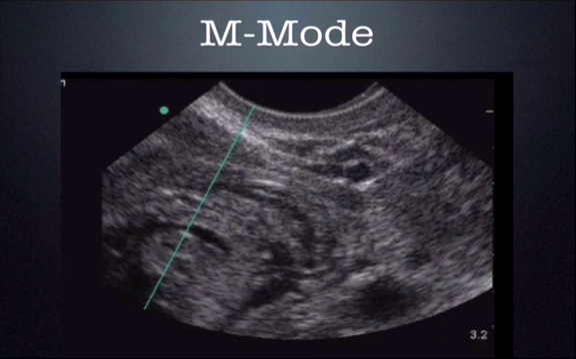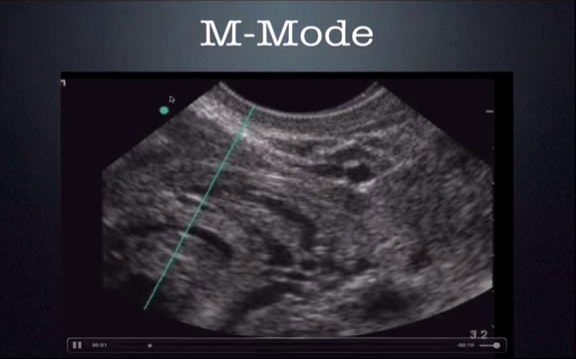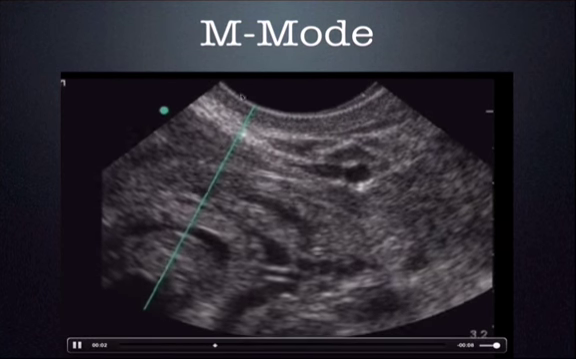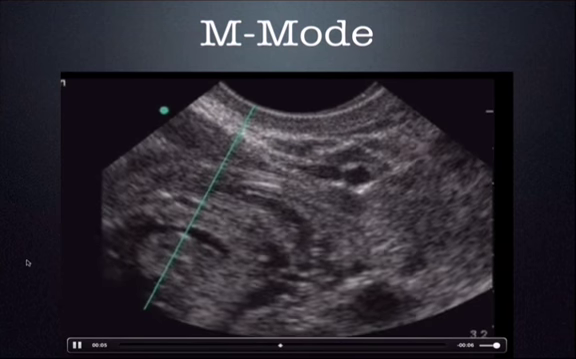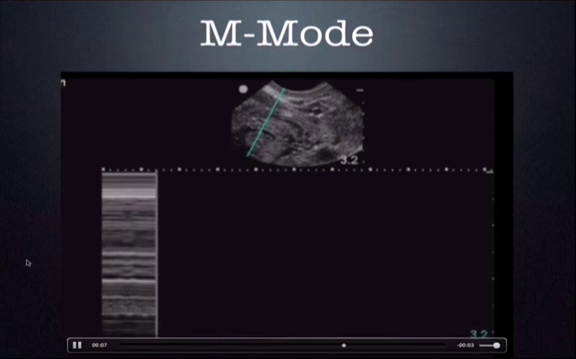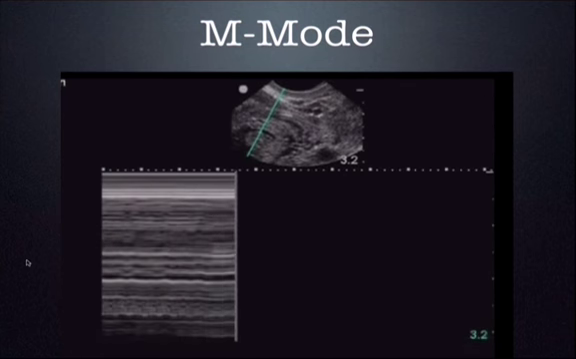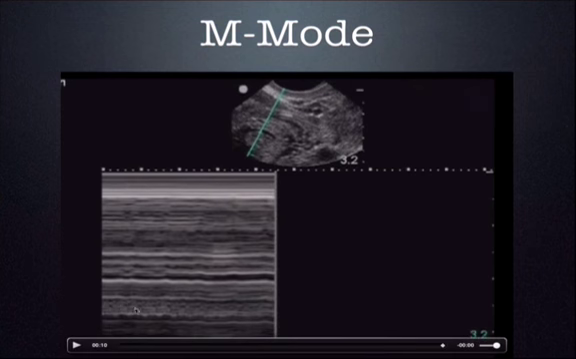Probably the most common application for M mode is going to be measuring the heart rate of a fetus, be it an intrauterine pregnancy or an ectopic pregnancy. Now you can see here, this is in an ectopic pregnancy. You can see the heart beating here. The M mode ice pick has been placed through the heart, and then we'll activate that, and you can see the M mode printout. If you look closely right here, you'll see these wavy lines that correlate with the beating heart.